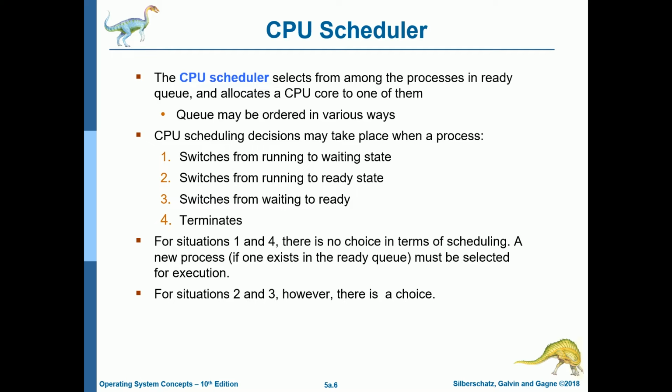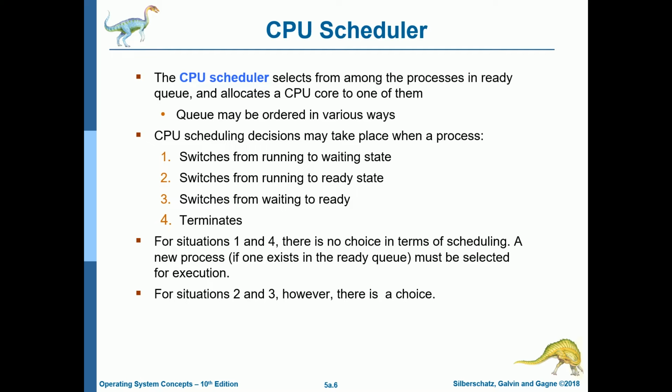CPU scheduling decisions may take place under the following four circumstances. First, when a process switches from the running state to the waiting state, for example, as a result of an I/O request or invocation of wait for the termination of a child process. Second, when a process switches from the running state to the ready state, for example, when an interrupt occurs. Third, when a process switches from the waiting state to the ready state, for example, at I/O completion. And finally, when a process terminates.